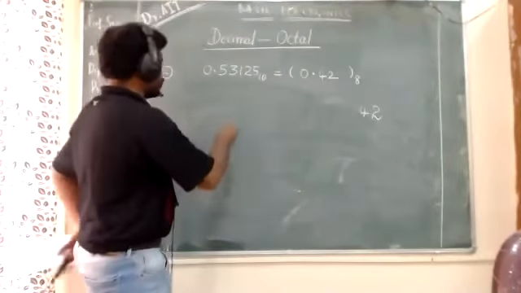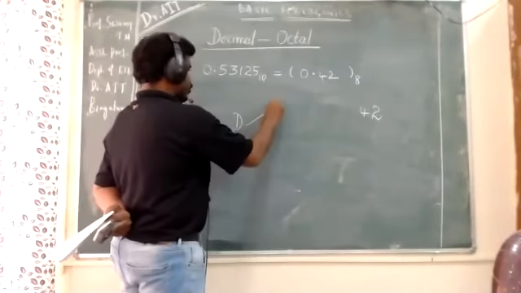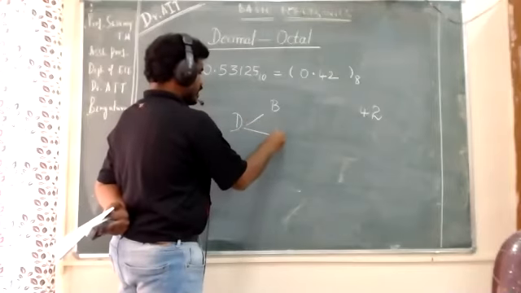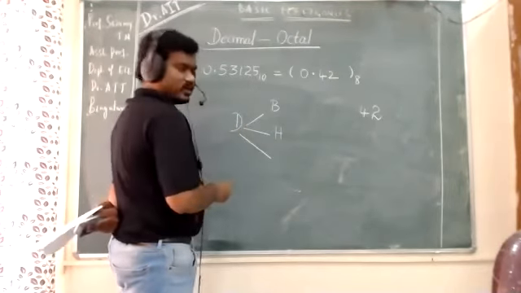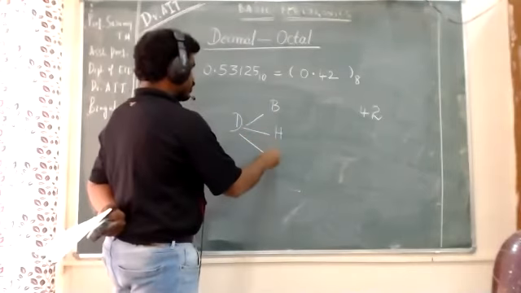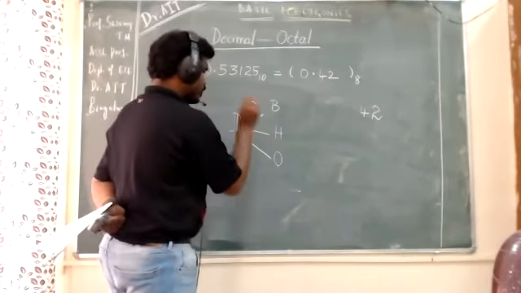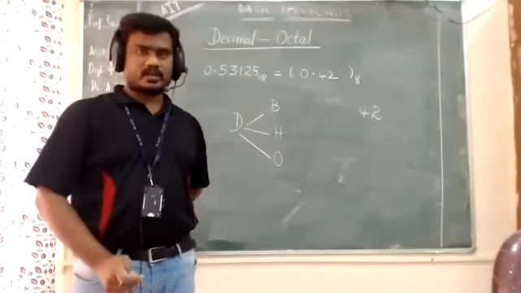Okay, now we understood how we can convert our decimal number to binary, and also how we can convert a decimal number to hexadecimal, and also how we can convert a number to the octal number system. Okay, so any doubts you have, you can comment in the comment section.